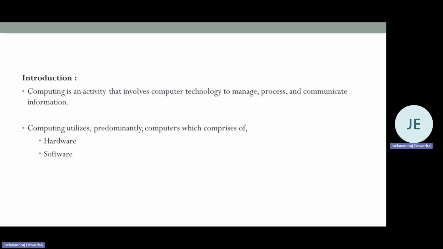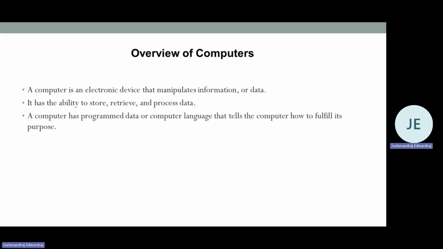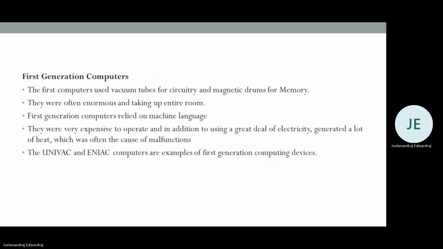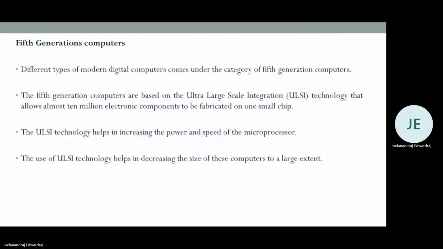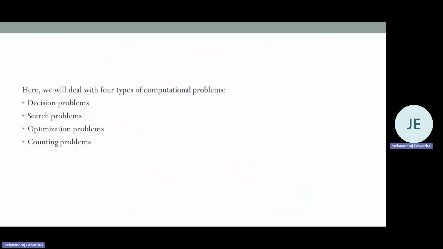So once discussing this computational problem, what have we seen? The different types of computational problems, right? What are the different types of computational problems? Okay. Decision problem, search problem, optimization problem, and counting problem. So these categories of problem we have seen. And then finally, we have seen what? A simple example demonstrating a computational problem.